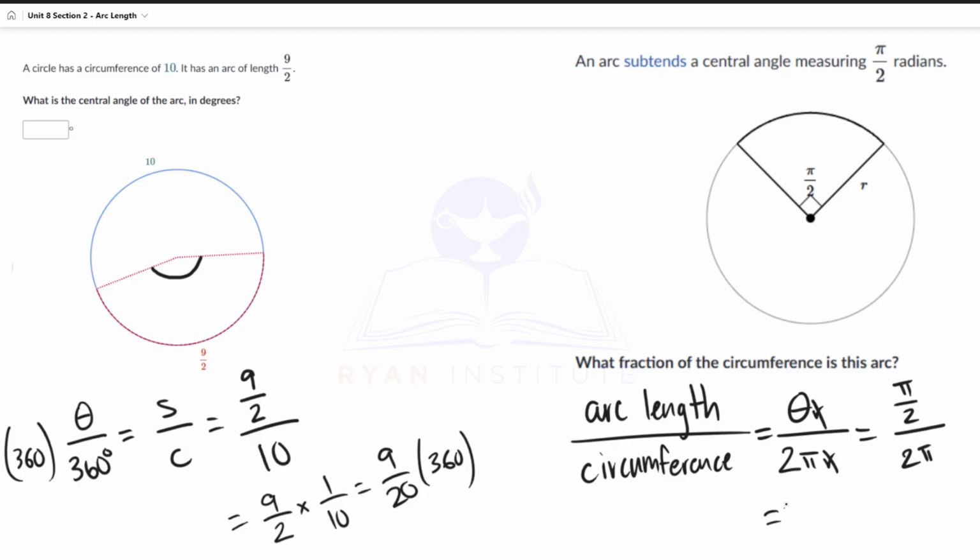which is the same as saying pi over 2 times 2 pi over 1, whoops. We want the reciprocal of this, so 1 over 2 pi. This is equal to 1/4. So the fraction of this arc is 1/4 the circumference.